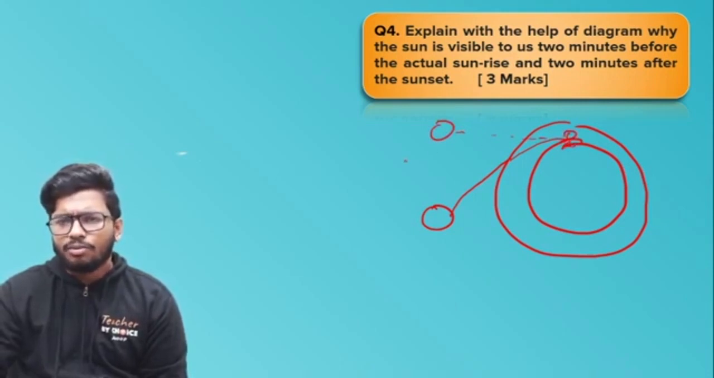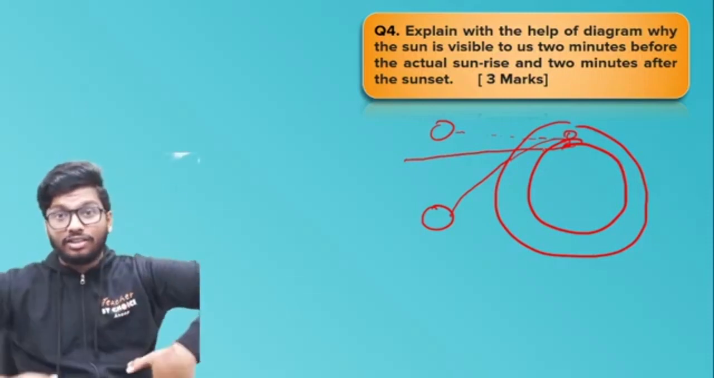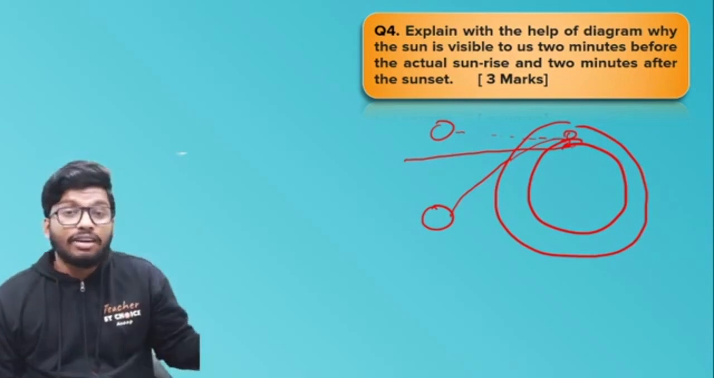If you want, you can draw that as well. This would be the horizon, right? That is the place that you can see. Beyond that, you cannot see. Now, here's what happens. In simple words, you can say that it's because of atmospheric refraction.